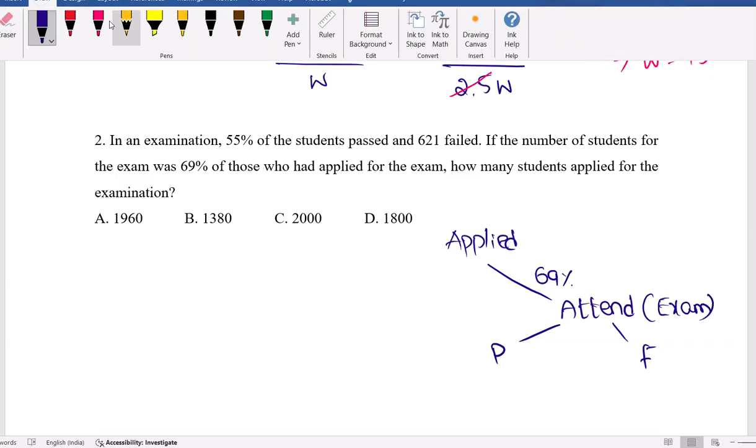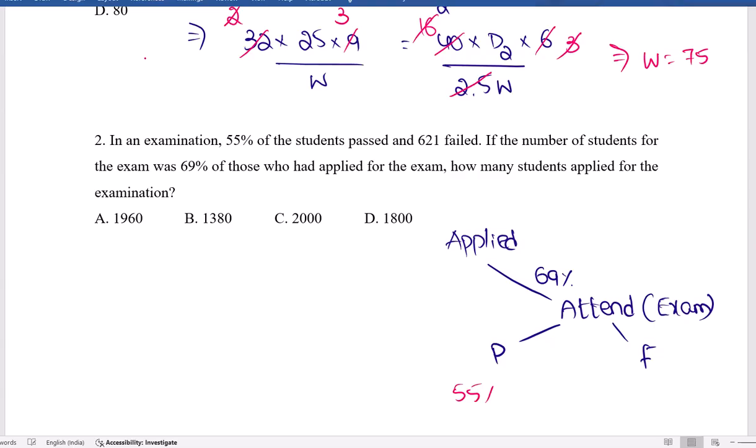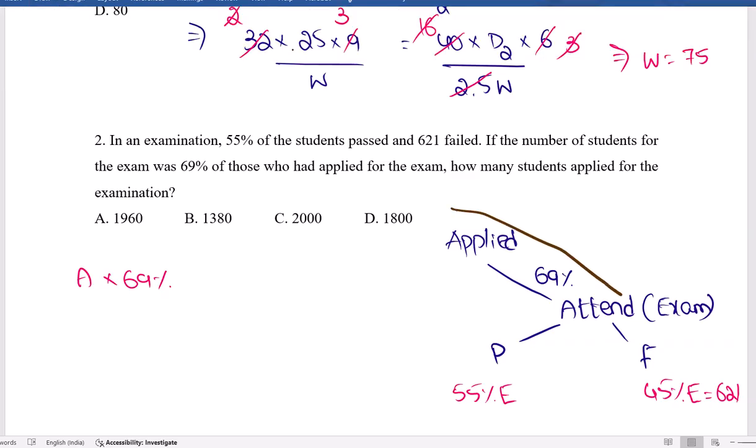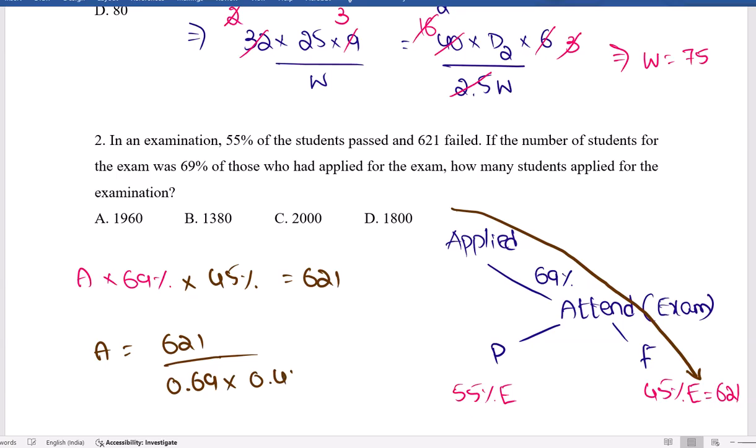Right, so 55% of exam is passed. This is 45% of exam. That's equal to 621. Right, so now applied into 69% because this is the track. Applied into 69% into 45% of exam is 621. Applied multiplied by 69 multiplied by 45% is nothing but equal to 621. As calculator allowed, you can just do 621 divided by 0.69 into 0.45.